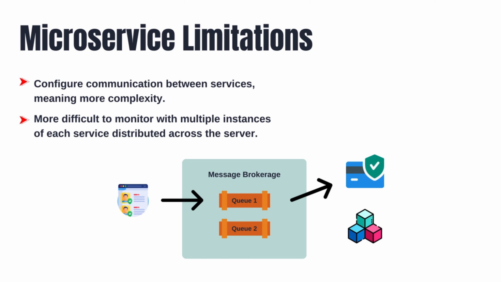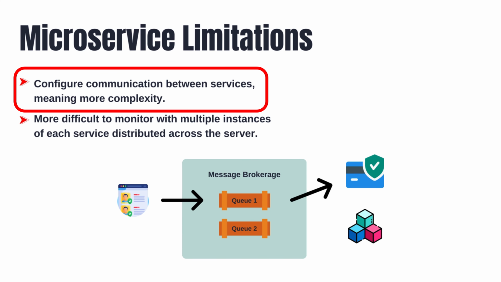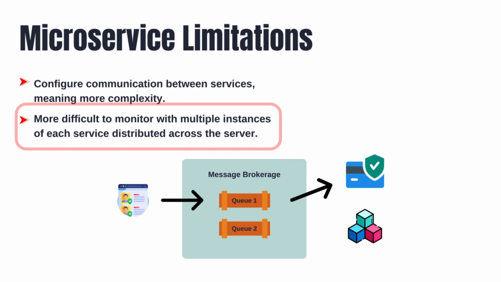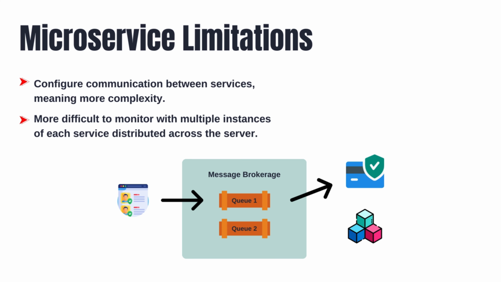Even though microservices solve several problems of monolithic applications, they still have several limitations. First of all, we have to configure communication between services. That means we add more complexity to the system. Secondly, usually in a microservice architecture, we have to deploy multiple instances of the same service because we want a backup if one microservice fails. And we want to use a load balancer to distribute the traffic evenly across the instances. But that means it's more difficult to monitor multiple instances because they are distributed across the servers.